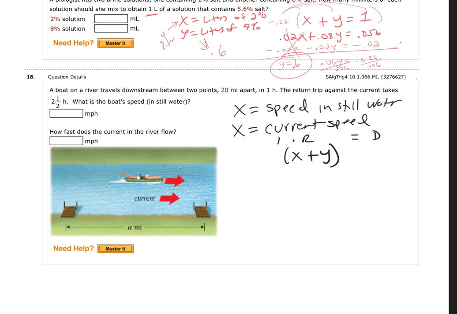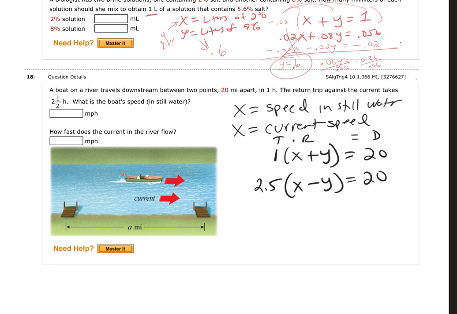rate times time. The time is 1 hour. The distance is 20 miles. On the way back, it took 2.5 hours. We had still water and the current was against us. And again, we were going 20 miles.